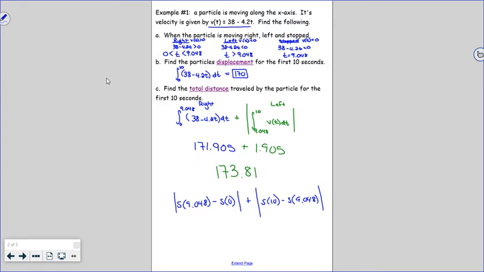Which again, the fundamental theorem of calculus is exactly what's happening up here, knowing now that our position is the antiderivative of our velocity. Your particle is moving on the x-axis. Yep. Any other questions on this?